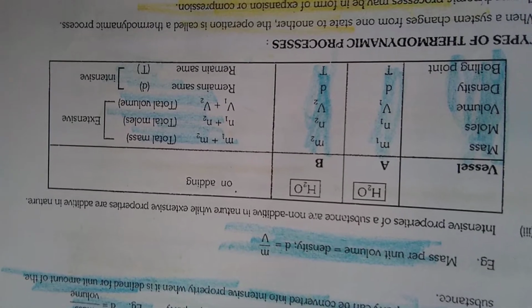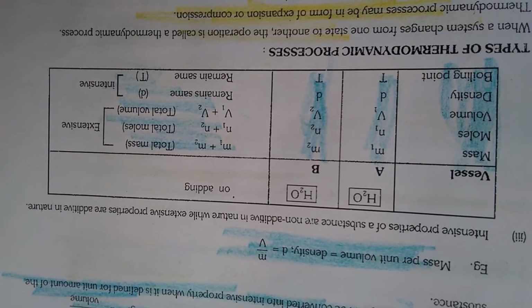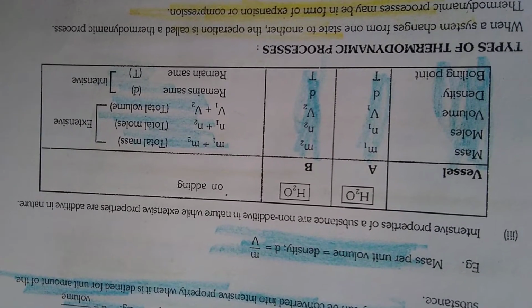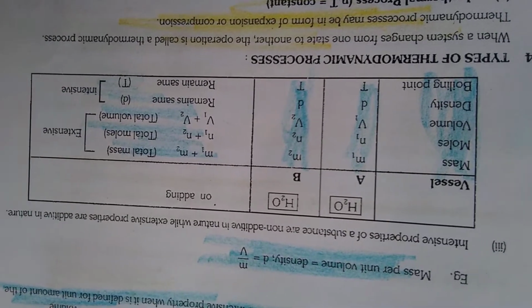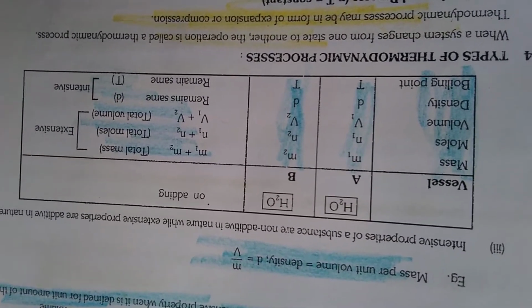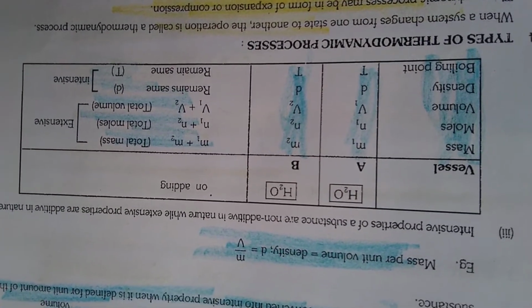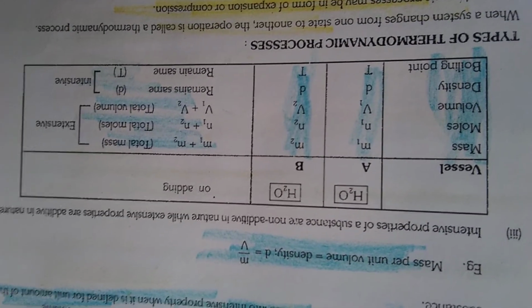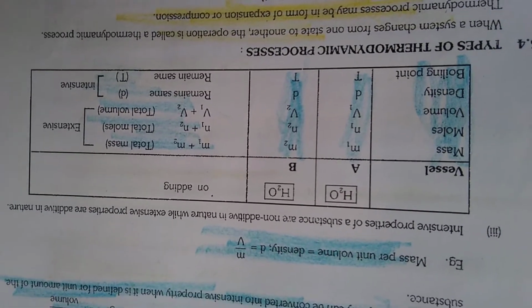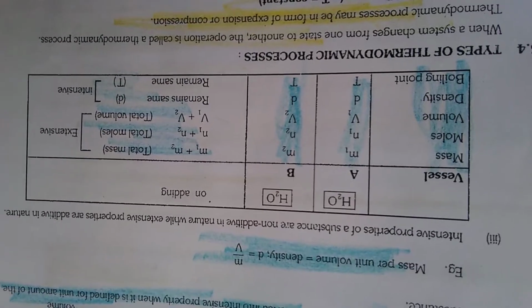Intensive properties of a substance are non-additive in nature, but extensive properties are additive in nature. Mass M1 and M2, total mass M1 plus M2. Moles N1, N2, total is N1 plus N2. Volumes V1, V2. Density D remains the same. Look, extensive properties are mass, volume and moles. But density and boiling point, these intensive properties, remain the same.